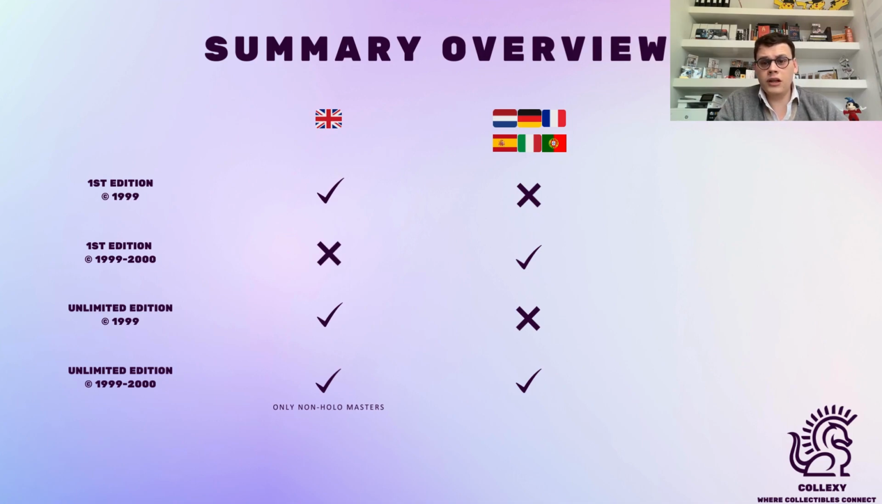With respect to the unlimited edition with copyright year 1999, these were again only printed in English. While for the unlimited edition with Wizards of the Coast copyright years 1999 to 2000, all the cards were printed in Dutch, German, French, Spanish, Italian, Portuguese, which means that also the holo rares were printed in these languages with the copyright years 1999 to 2000, while for English, this is only the case for all the cards that are non-holo rares.